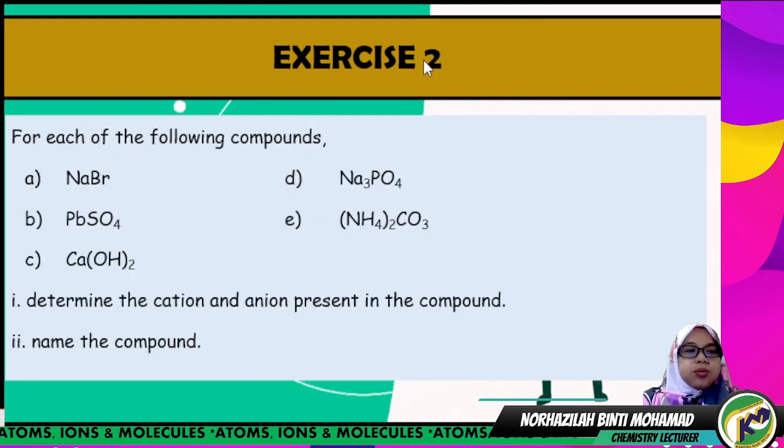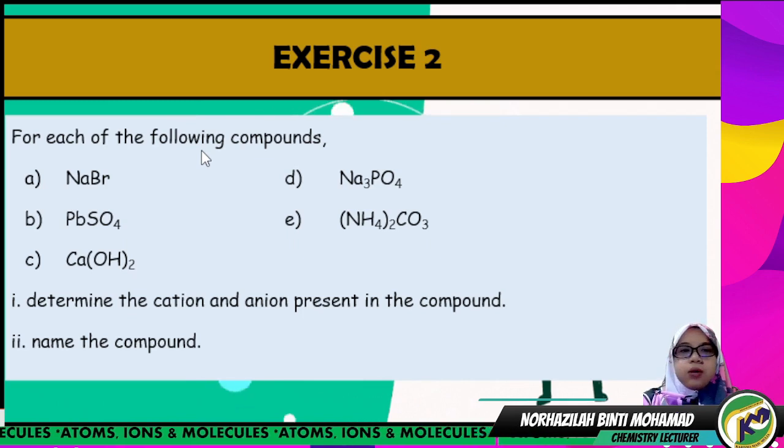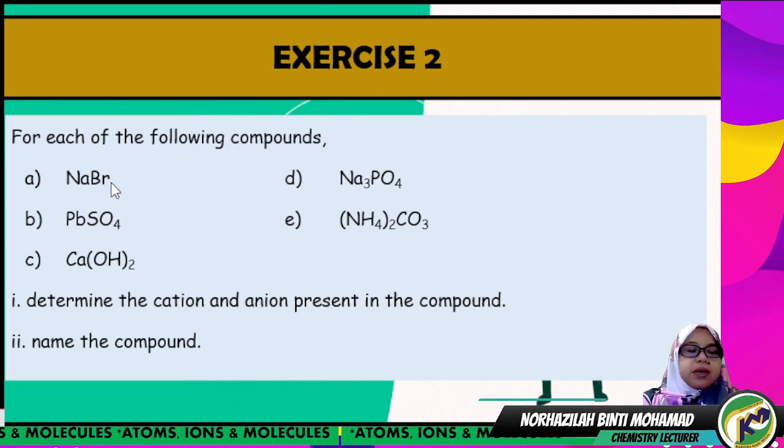And exercise 2, for each of the following compounds: first, we have NaBr, PbSO4, Ca(OH)2, Al3PO4, and (NH4)2CO3. First, you need to determine the cation and anion present in each compound. And then last, you name the compound.